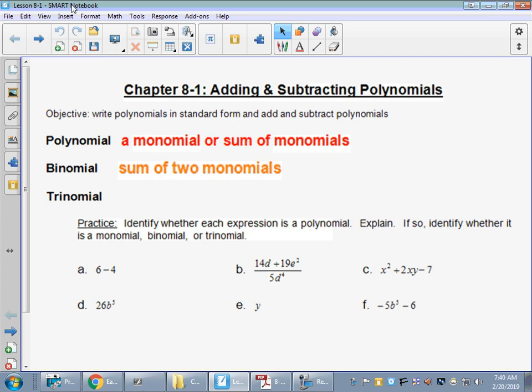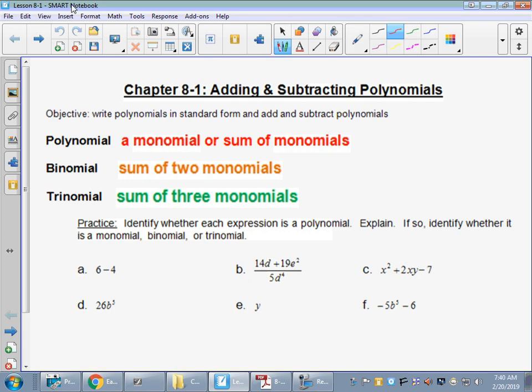A binomial is a sum of two monomials, and then a trinomial. Think about it in terms of bicycles, bicycle, tricycle. A trinomial would be a sum of three monomials. So polynomial just means many, two or more, or it could be a single monomial as well. Poly means many here. The prefix bi would mean two for binomial, and tri, we know that means three.